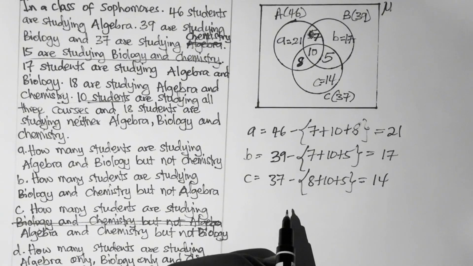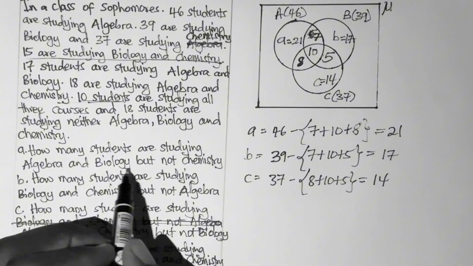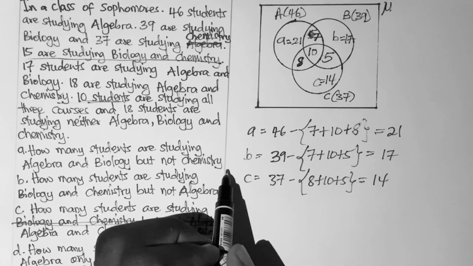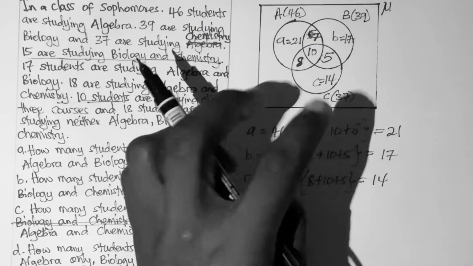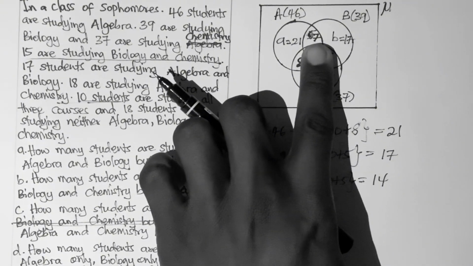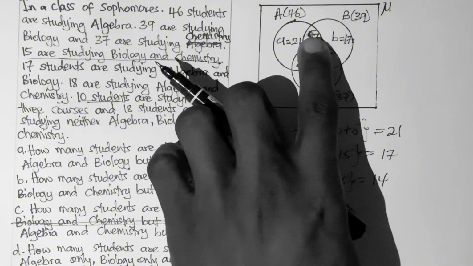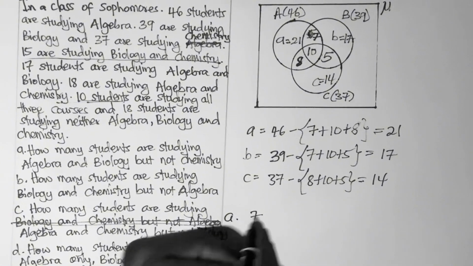Now, from the question, it says, how many students are studying algebra and biology, but not chemistry? So this is algebra and biology, but not chemistry. That means that we need to close this region. So the intersection is this place. You see that it is 7. So A is 7.